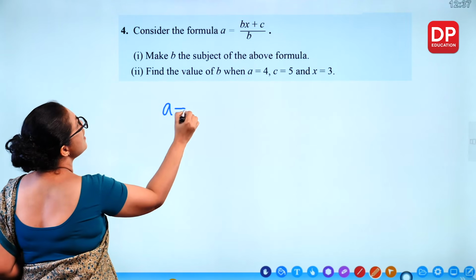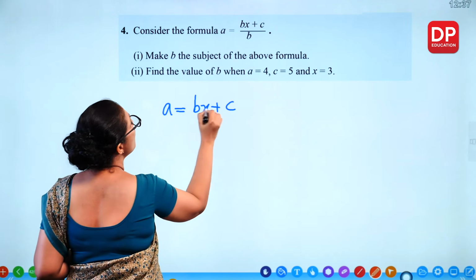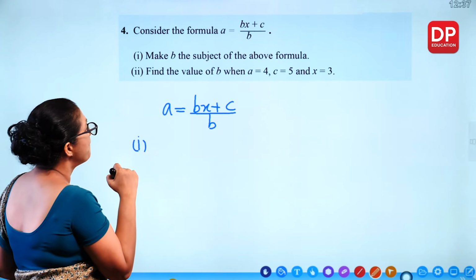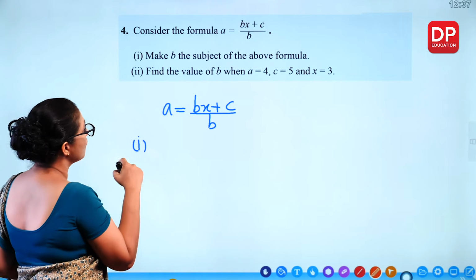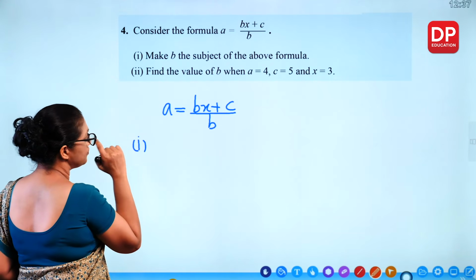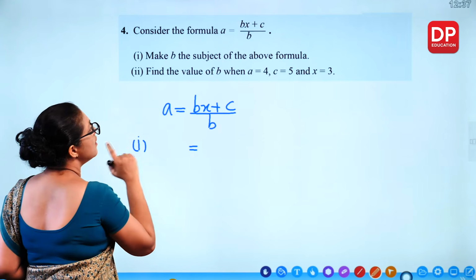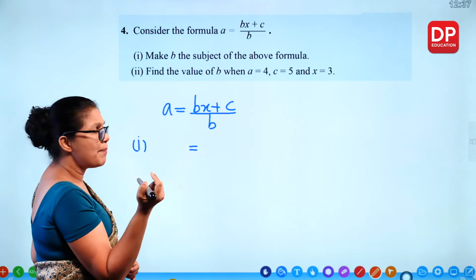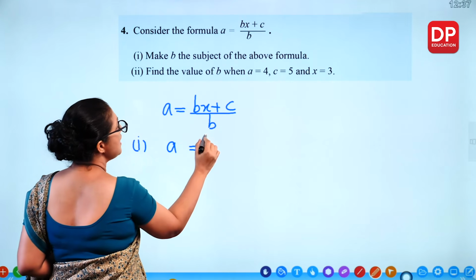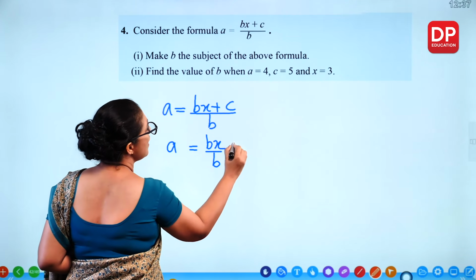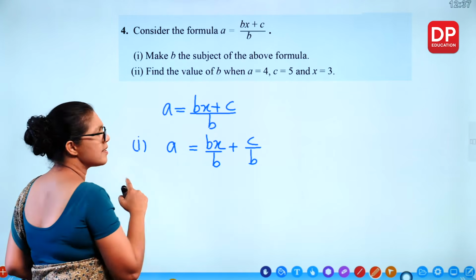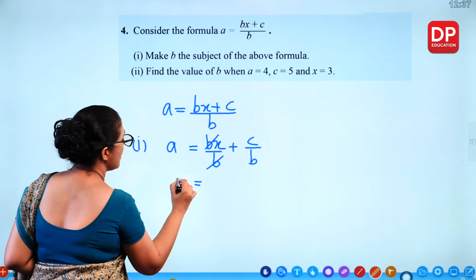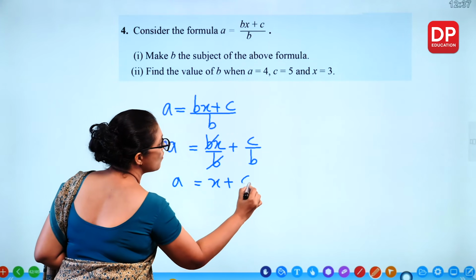Consider this one. A equals bx plus c over b. Make b as the subject of the formula. So I can write, multiply by b, or I can divide this by b. Bx divided by b as well as c divided by b. You can separate these two terms. You get A equals x plus c over b.